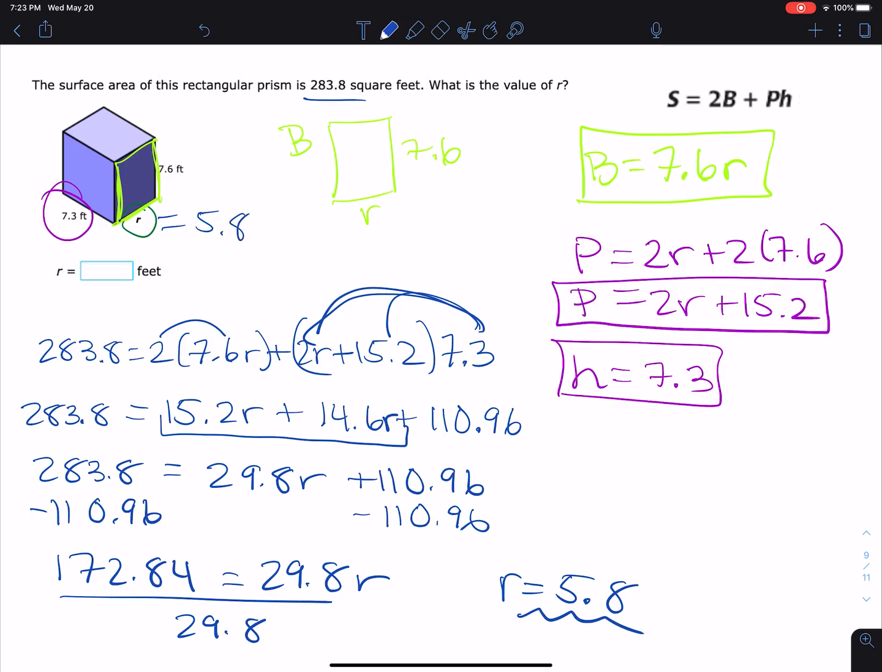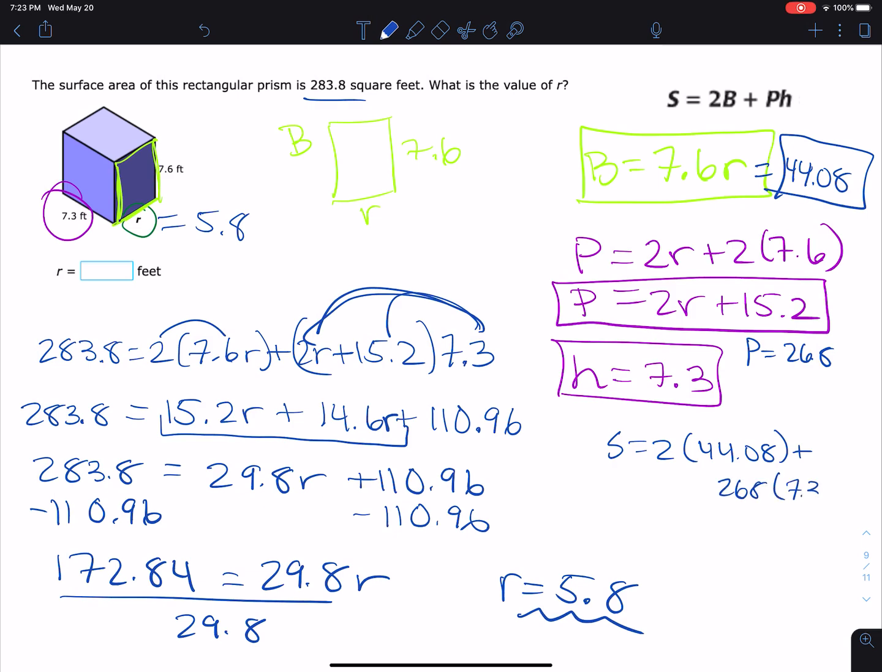Now again, guys, you could always plug it back into the original and check it. So for example, you could plug R in here. So 7.6 times R, which was 5.8, so big B would be 44.08. Okay, and you can plug it into the P as well. So 2 times 5.8 plus 15.2 gives me, so big P is 26.8. And we can just do a quick check. So surface area is 2 times 44.08 plus perimeter, which is 26.8, times your height, which is 7.3.